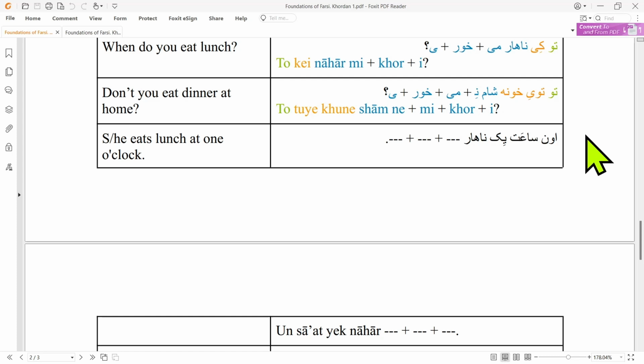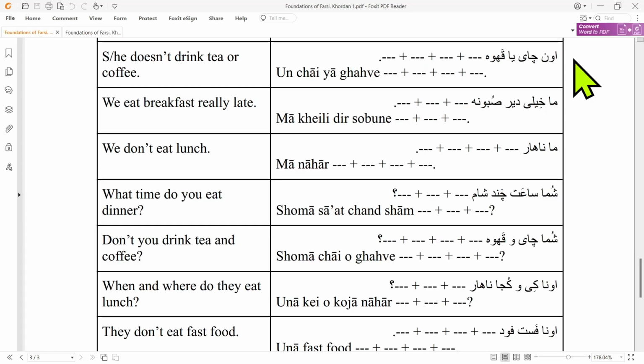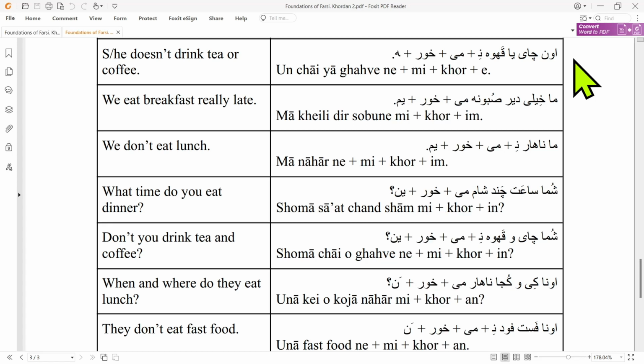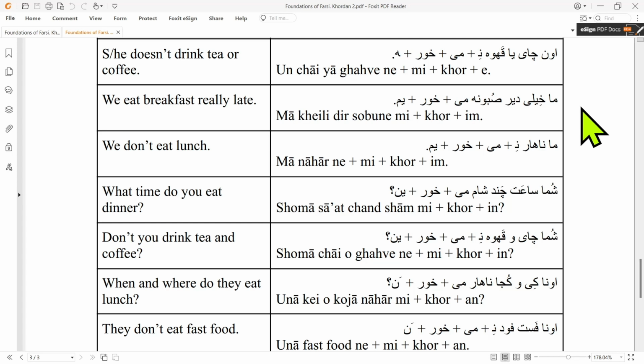Now take a look at the vocabulary and tell me how we can say he eats lunch at 1 o'clock. اون ساعت 1 نهار میخوره. She doesn't drink tea or coffee. اون چای یا قهوه نمیخوره. We eat breakfast really late. ما خیلی دیر صبحونه میخوریم.